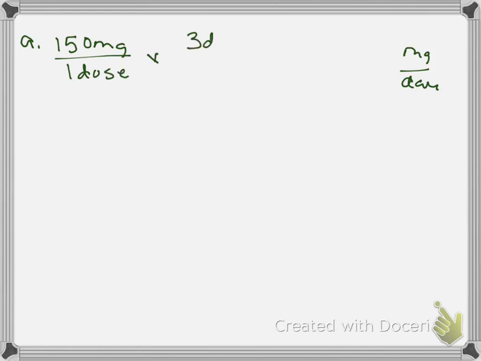Okay, number 7. So how many milligrams will the patient get per day? So we're going to take, what's the first step? What's our doctor's order? There we go. Thank you. So 150 milligrams over 1 dose times, thank you, 3 doses per day. And our doses cross out, so I know I'm done that part. 150 times 3 is 450 milligrams per day.